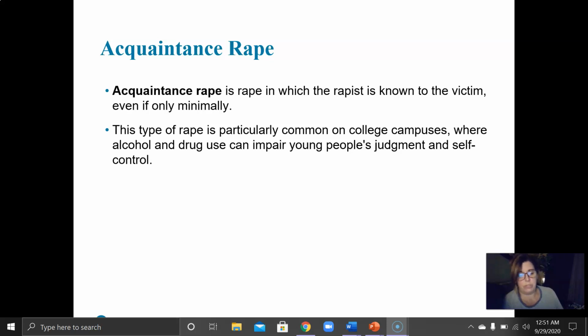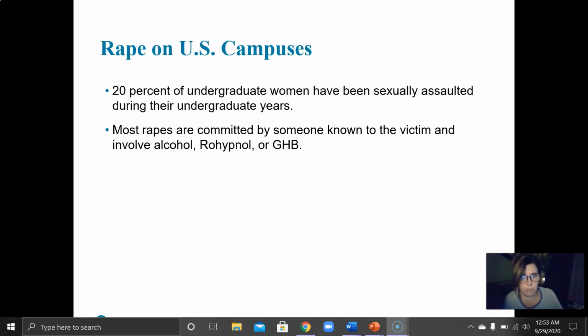Acquaintance rape refers to any rape in which the rapist is known to the victim, even if only minimally. Alcohol and rape-facilitated drugs like GHB, ketamine, and Rohypnol are frequently involved in acquaintance rape. It's also known as date rape. 20% of undergraduate women have been sexually assaulted during their undergraduate years.